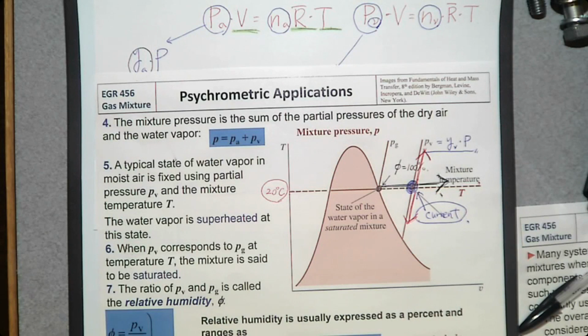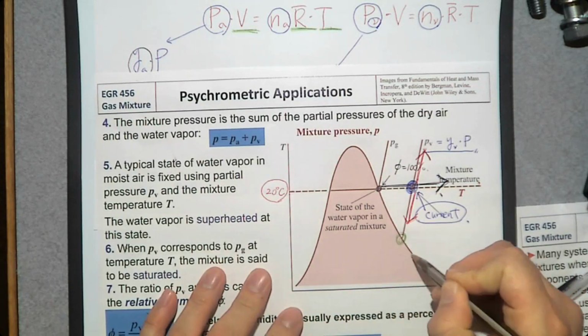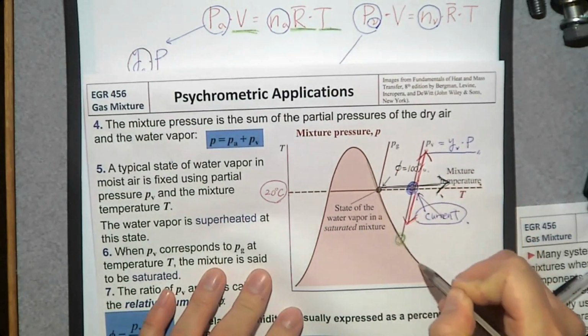Then, since you do not remove or add water vapor within the cabin, it's going to move up or down, since the temperature near the windshield of your car is lower than the temperature of the air in the cabin. The water vapor temperature goes down, and once it hits this point, what is this point? Saturation curve.